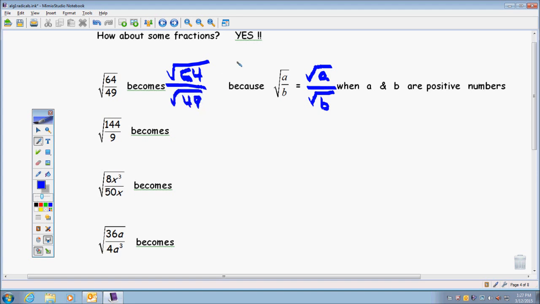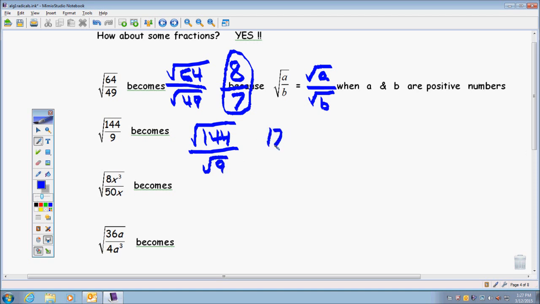Now, radical 64 is 8. Radical 49 is 7. Leave it like that, 8 over 7. I don't want decimals. I don't want mixed fractions, 8 over 7. Okay, radical 144 over 9 becomes radical 144 over radical 9, which becomes 12 over 3, which is 4.